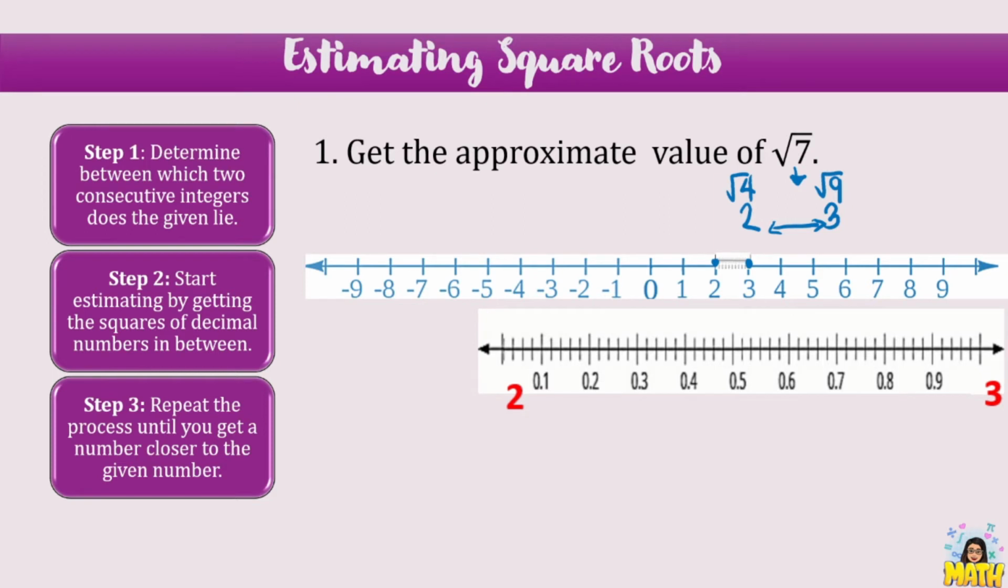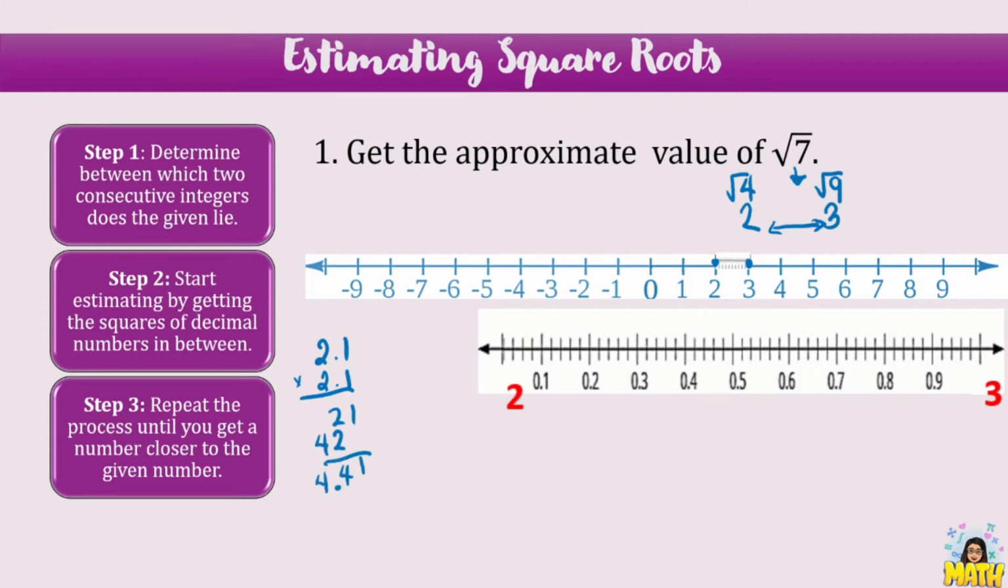The next step that we're going to do is to start estimating by getting the squares of decimal numbers in between. Dito marami tayong choices. Pwedeng 2.1, 2.2, 2.3, up to 2.9, and so on and so forth. Here, we don't have an easy way but to use our background knowledge in multiplying decimals. So what we're going to do is to just have trial and error. For example, let's use 2.1. Let's make sure that the product of 2.1 and itself will be closer to 7.